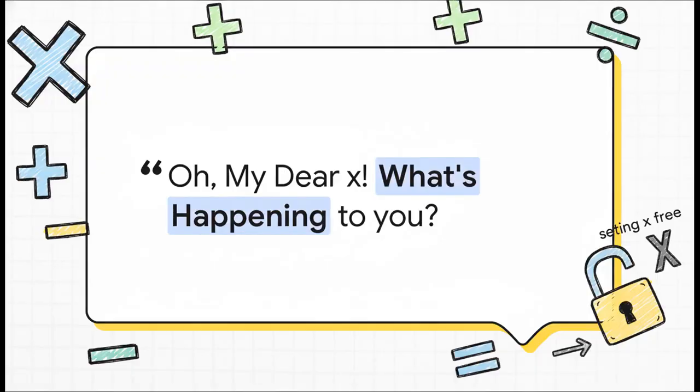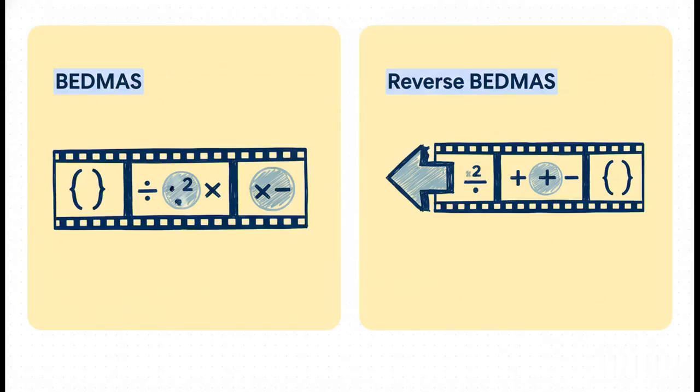So to figure out which tool to grab, we look right at our suspect, x, and we ask this one simple question. What's happening to you? Is it being multiplied by something? Is there something being added to it? Once we identify what's being done to x, we know exactly which inverse operations to use to set it free. Now, here is a secret that trips up so many people.